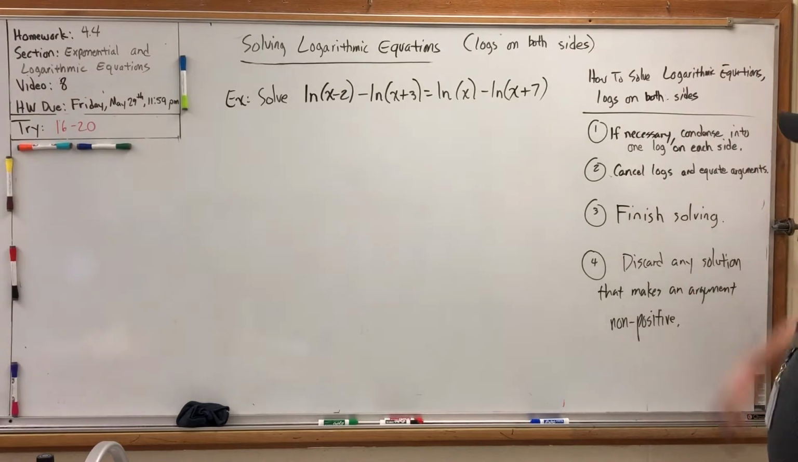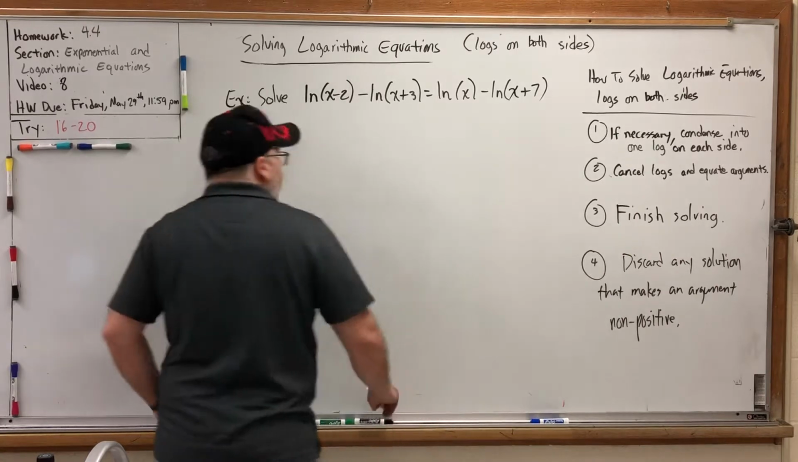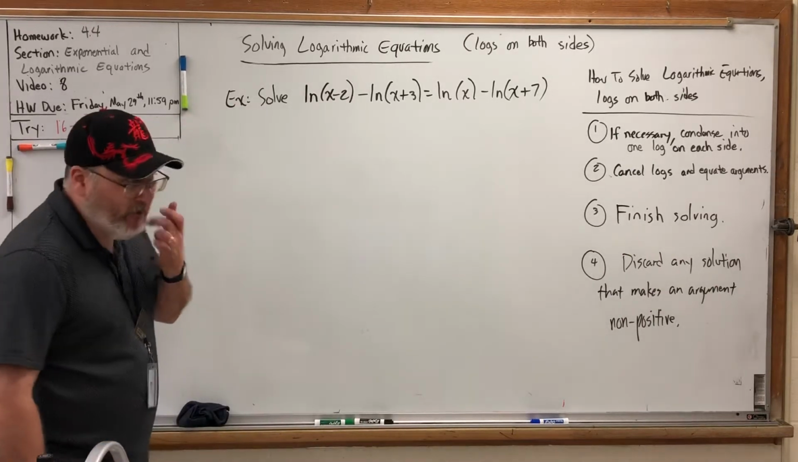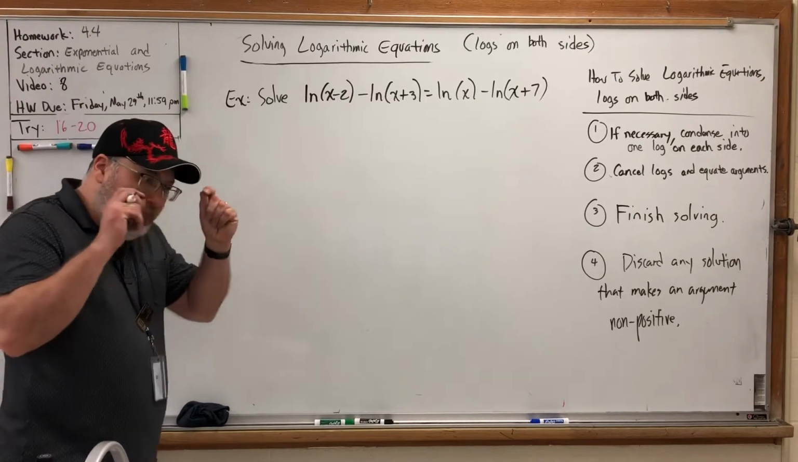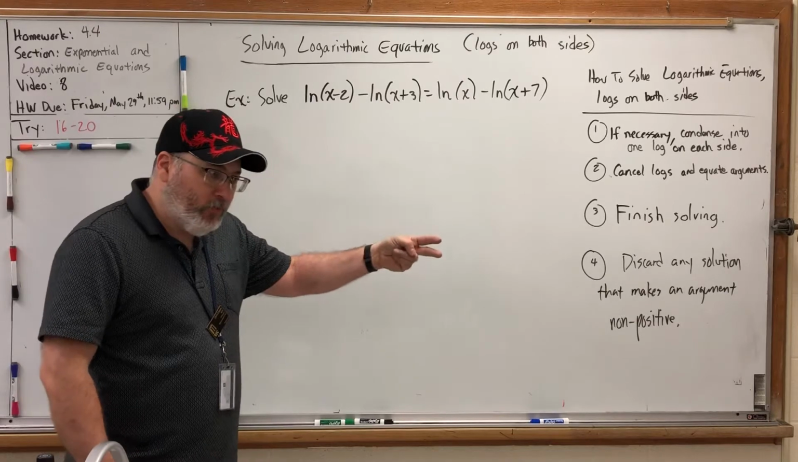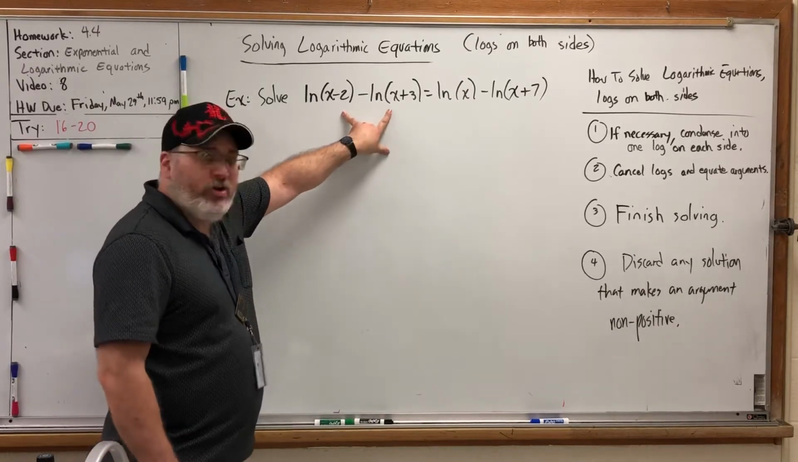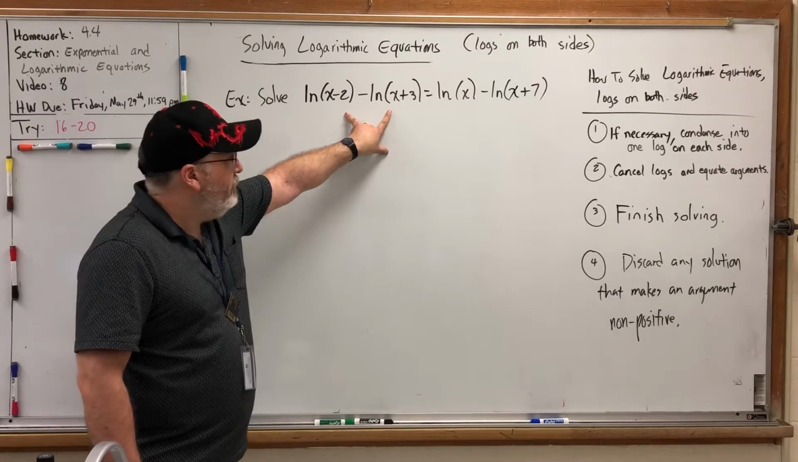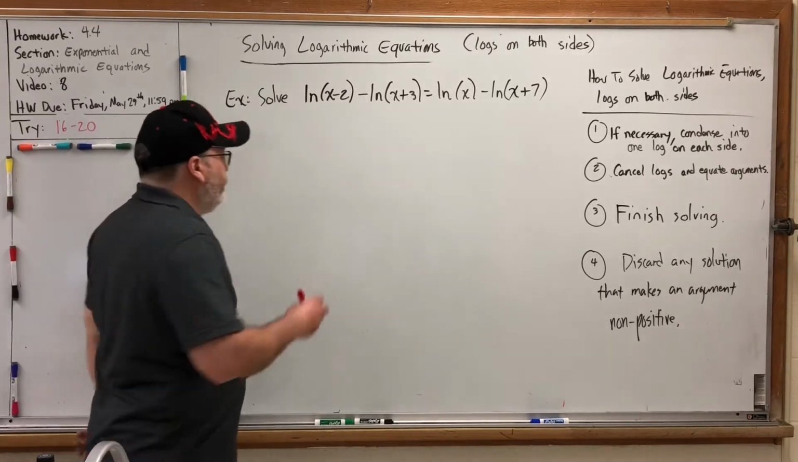Well, we have logs on both sides. We should condense both sides, because we have 2 logs on the left and 2 logs on the right. So now we have to stop and think, what are the rules we can use for condensing? Product rule, quotient rule, power rule. On the left, which rule should we use? Hint, there's a minus. Answer, quotient rule.